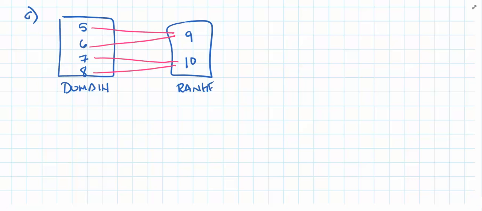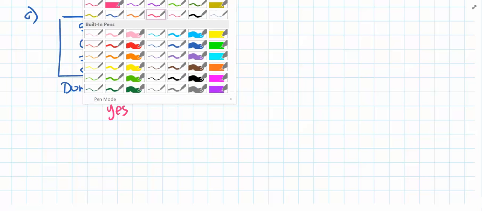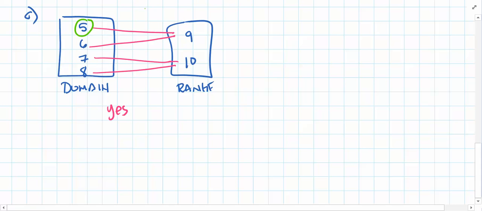The answer to this is yes. This is a function, and here's the reason why: for every input in my domain, there is one associated output in the range. For example, if I push the 5 button, what pops out? 9, and I know it for sure. There's no discrepancy. If I push the number 6, what comes out? Also 9. It happens to be the same one, but there's no discrepancy. Push 7, what comes out? 10. Same thing for 8. So yes, this does represent a function.